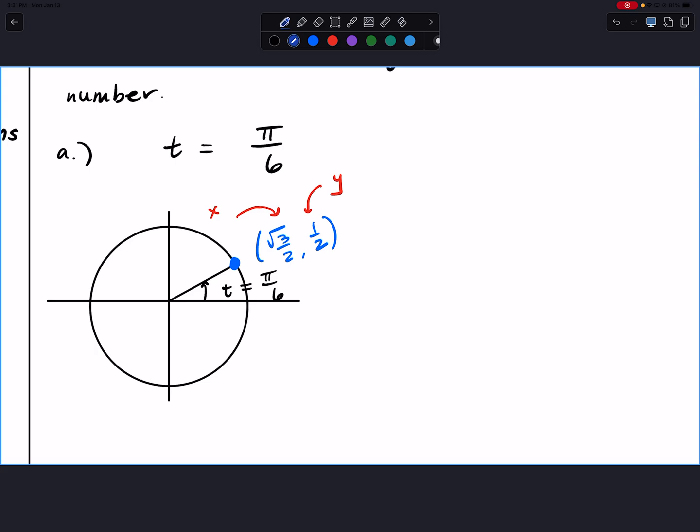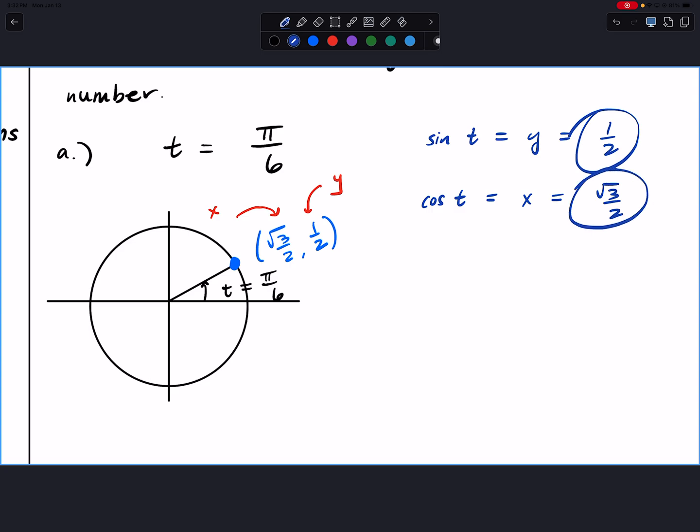So what is the sine of t? In this case, t is this angle, right? So which one of these numbers is sine? Which one? 1 over 2, right? Because sine is y. So sine is y, so it's 1/2. Okay? What's cosine? X. So the x in this problem is square root 3 over 2.